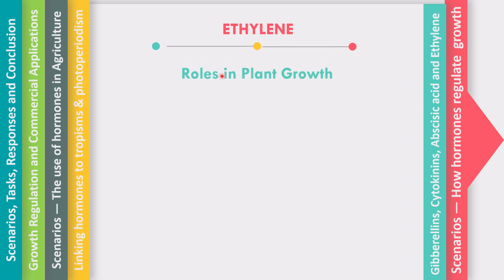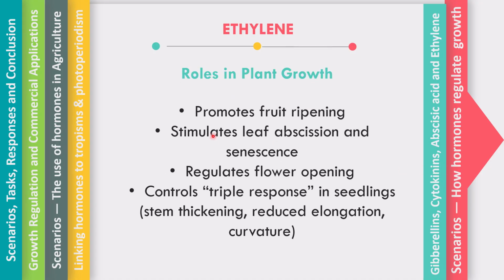Ethylene roles in plant growth. Promotes fruit ripening, stimulates leaf abscission and senescence, regulates flower opening, controls triple response in seedlings, that is, stem thickening, reduced elongation, and curvature.